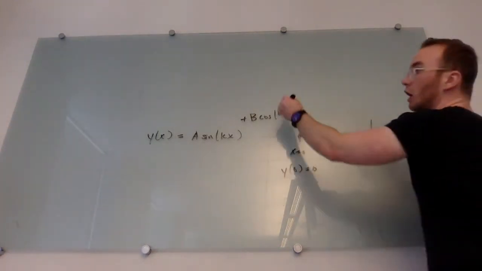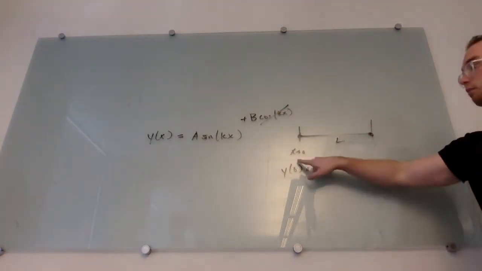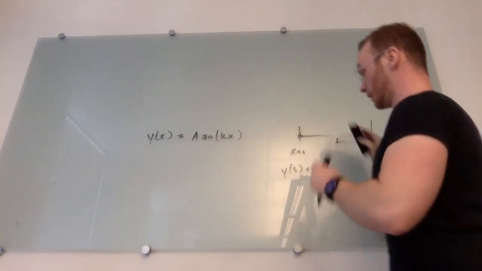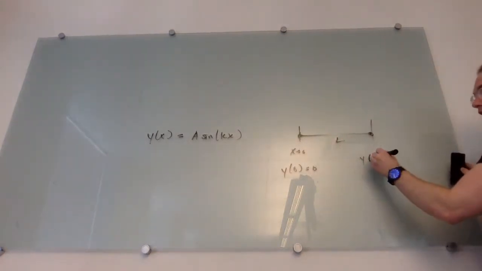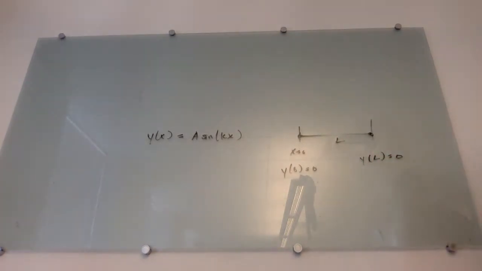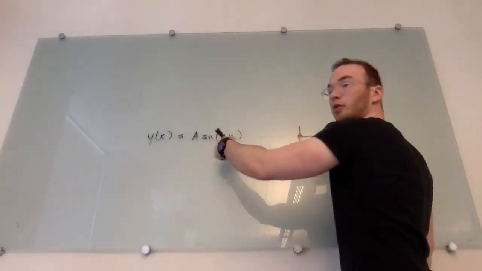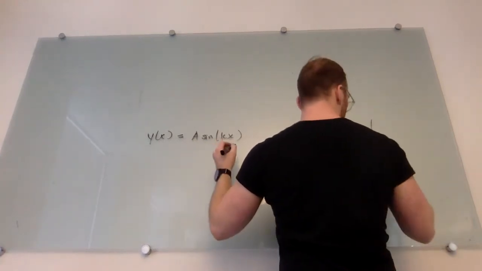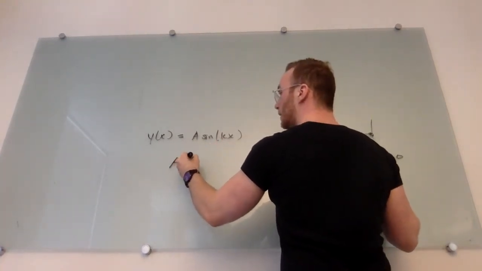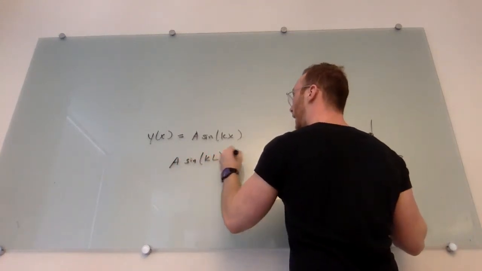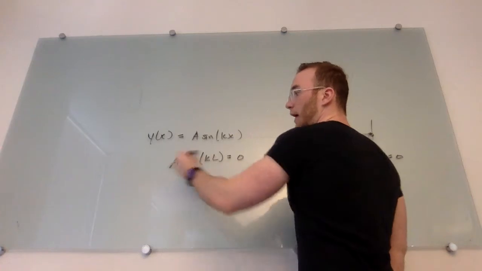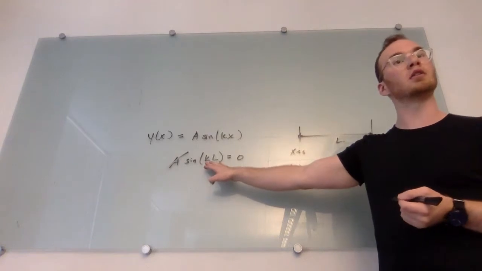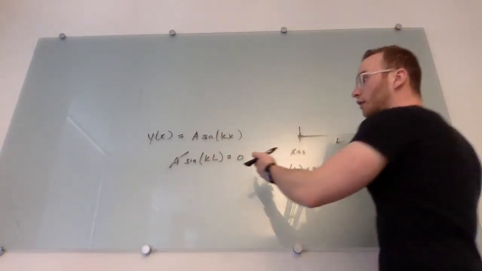So therefore, you can't have any cosines because cosines don't vanish at 0. That's just if you had this part. But they already have this. We also need y of L to be 0, right? And that's not automatic by any of this. So if we plug in x equals L, we get a sine k times L has to be 0. Now divide everything by a, that goes away. And now this is not obvious either. K is a number and L is a number, so this is a number, and the sine of that number is 0.